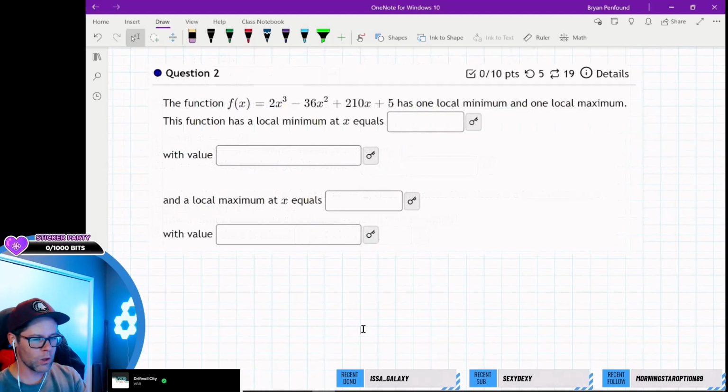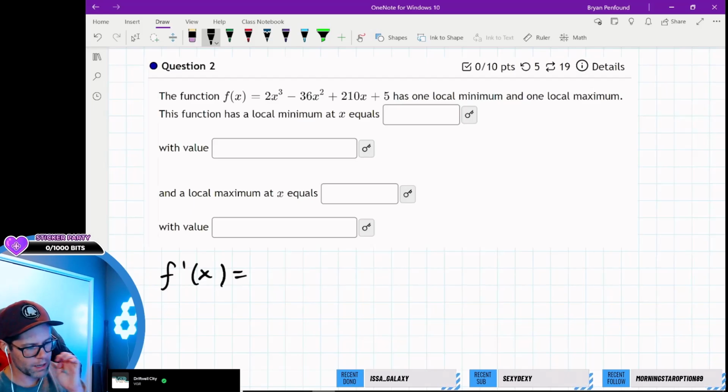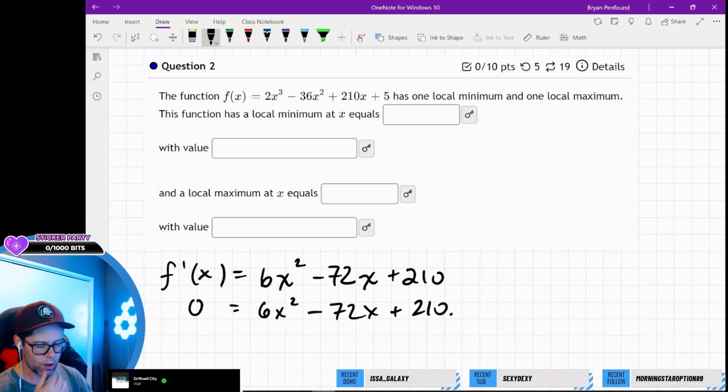The function has one local minimum and one local maximum. This function has a local minimum at x equals blah with a value of blah, and a local maximum. So we need to find these things. We can find candidates for local maxes and local mins by setting the derivative equal to 0. So our derivative is 2 times 3, which is 6, x squared, plus 36 times 2 is 72, x plus 210. Let's set our derivative equal to 0 and try to find all x values that satisfy this quadratic equation.